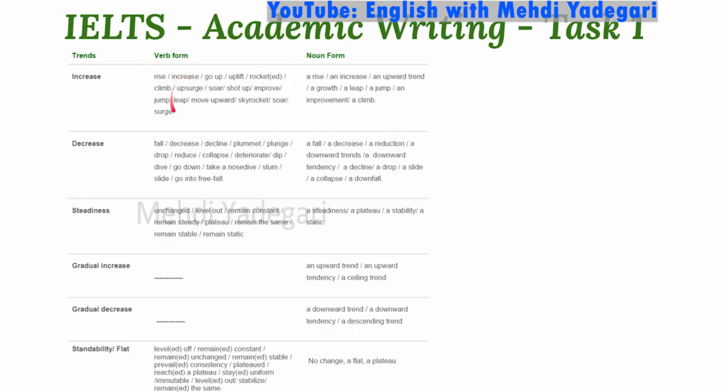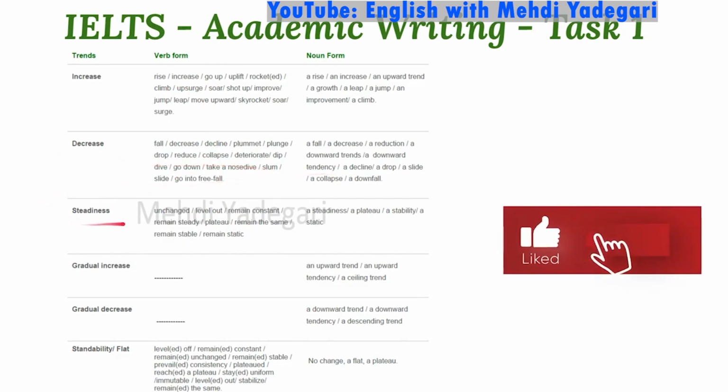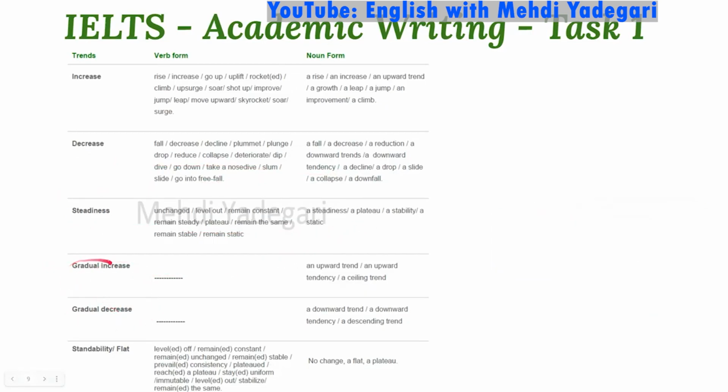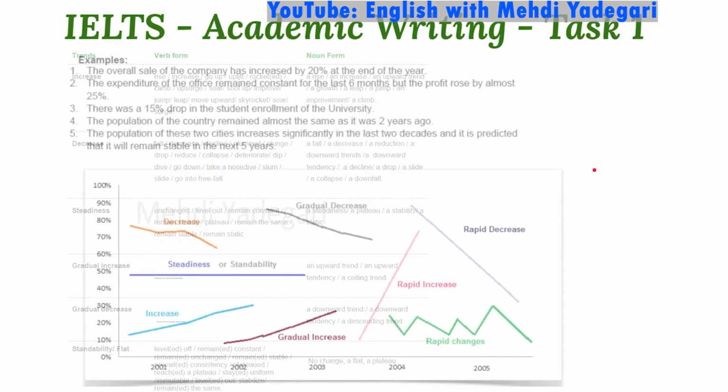So we have these four decreases. I'm not going to read them. You can see them yourself very easily. If you want to talk about a decreasing trend, you can use these. Steadiness, when things don't change, you can use these. Gradual increase and gradual decrease are basically increase and decrease, but gradual. We're going to talk about the adjectives later. And stability or flat when things level off. For example, things have been going down like this and then just level off. They just don't move a lot.